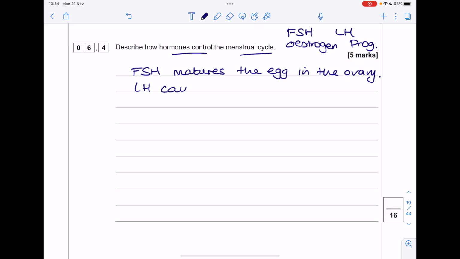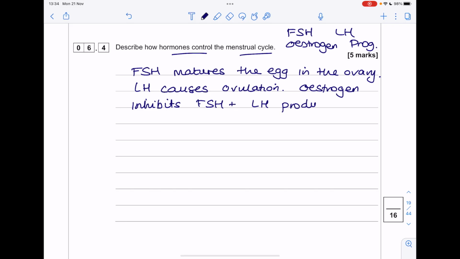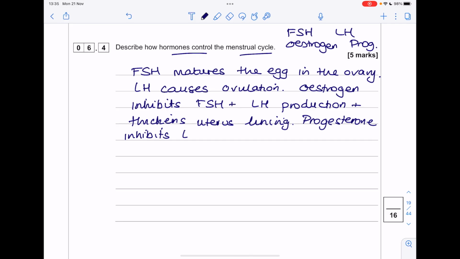LH causes ovulation, which remember is release of the egg from the ovary. Estrogen inhibits FSH and LH production, whilst also thickening the uterus lining. That's important because, after all, if you're waiting for that egg to land at the uterus lining, you don't want to be maturing or releasing anymore. And then progesterone is important because, again, it inhibits LH and FSH production whilst maintaining the uterus lining, because we need to make sure that fertilized egg stays implanted.